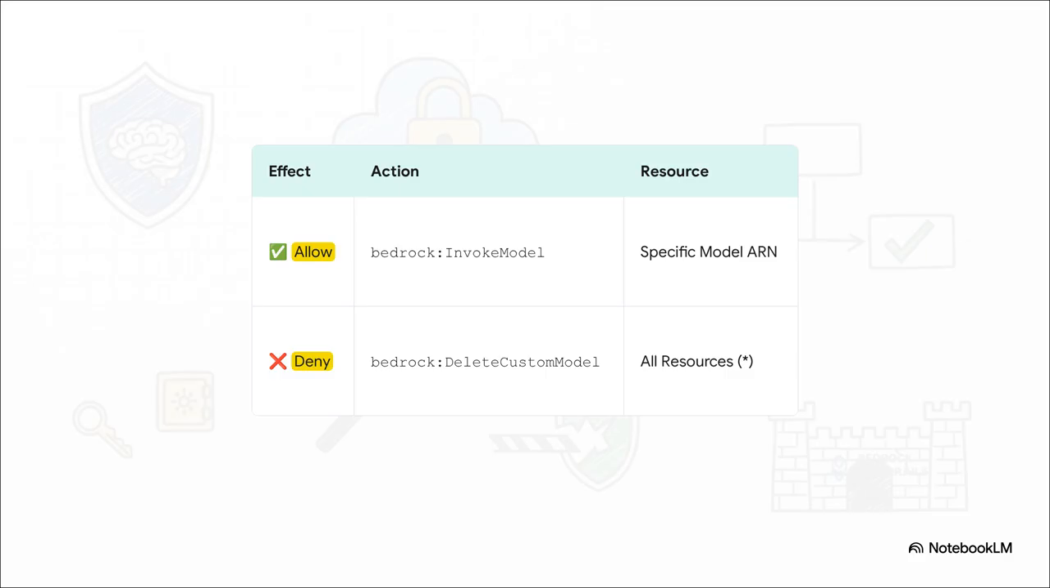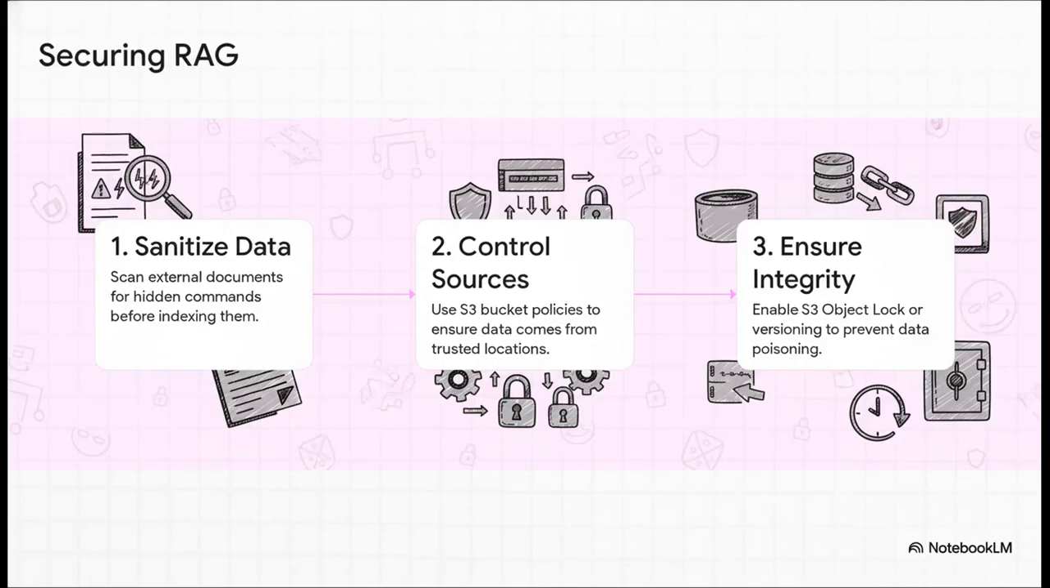Okay, let's circle back to that Trojan horse problem we talked about with RAG systems. To secure this, you really need a few things working together. First, you sanitize all your documents before they ever get indexed into your knowledge base. Second, you lock down your data sources. You can use S3 bucket policies to make sure data only comes from trusted places. And third, you use features like S3 versioning to ensure the integrity of your data so you can spot and roll back any unauthorized changes.